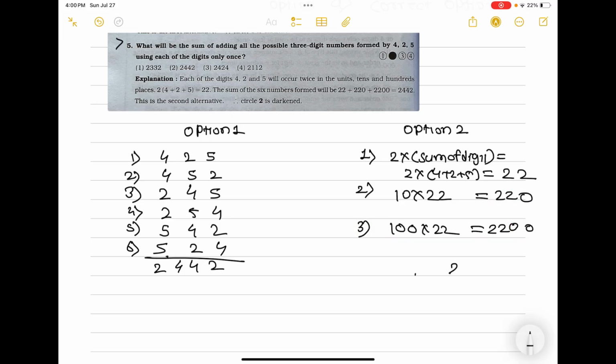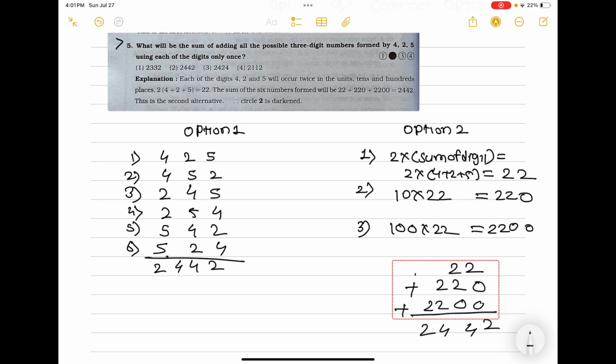2200. Now do the sum: 22 plus 220 plus 2200 is 2442. This is the sum. So option 2 is correct.